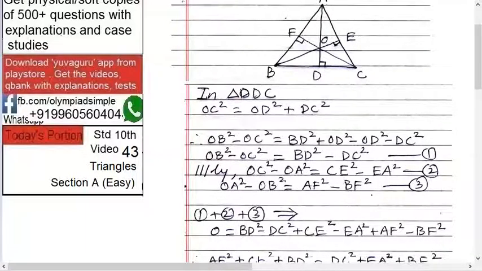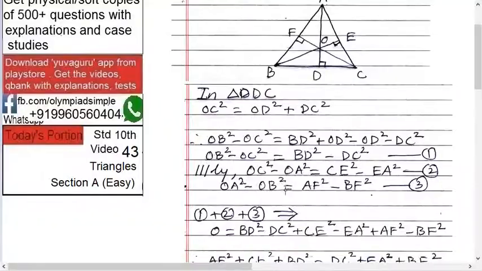Now, what is this? BD square minus DC square. OD gets cancelled. Equation number 1. Similarly for others, OC square minus OA square equals CE square minus EA square. Check this. OA square minus OB square equals AF square minus BF square. Okay, you got equation number 1, 2, 3.